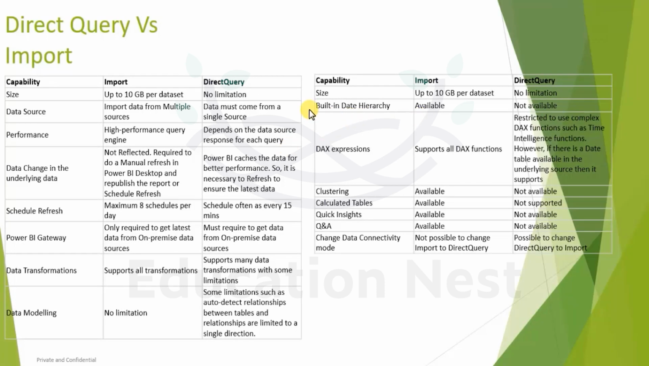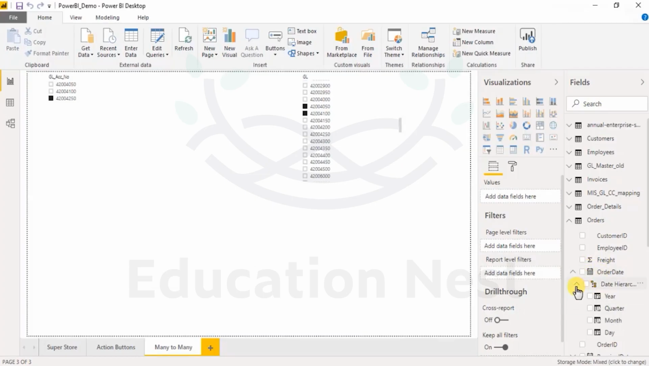So now let's have a look at the built-in date hierarchy which is present over here. So what do we mean by date hierarchy? If you go back to your Power BI desktop, any date field can give you a hierarchy as in year, quarter, month and day. If you want to view certain things by year, quarter, month and day, by default the system helps you get that from the date field. So this is the hierarchy created by the system.